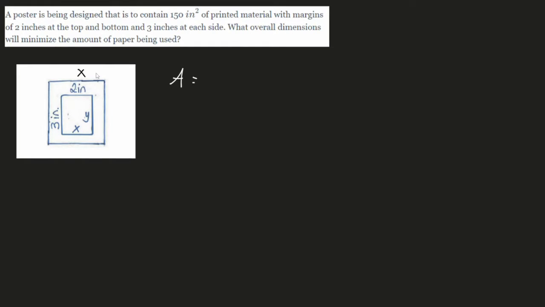To do that, we're going to note that the margins of X are 3 inches each on left and right sides, and the margins of Y are 2 and 2 for the top and the bottom. Now we can go ahead and write that out as X plus 6 times Y plus 4. From here, it's as simple as taking the derivative, setting it equal to 0, and solving.